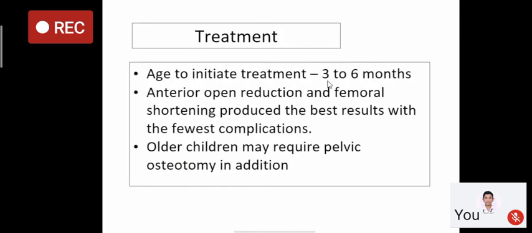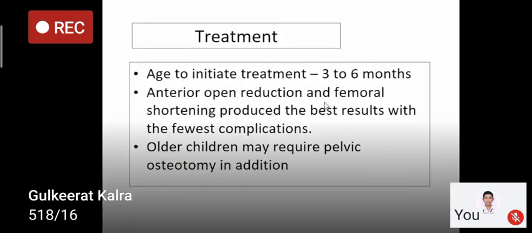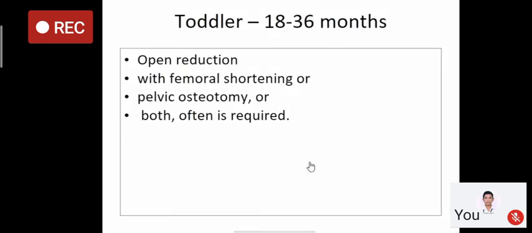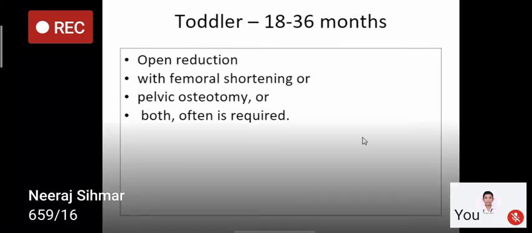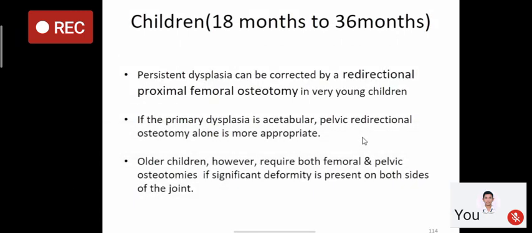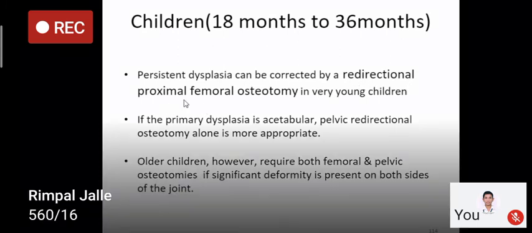Treatment age to initiate is 3 to 6 months, and anterior open reduction and femoral shortening produce the best result and may require pelvic osteotomy. Toddlers, again, open reduction with femoral shortening with pelvic osteotomy. These are different pelvic osteotomies. At 18 to 36 months, open reduction and redirectional femoral osteotomy. That means femoral shortening and osteotomy.